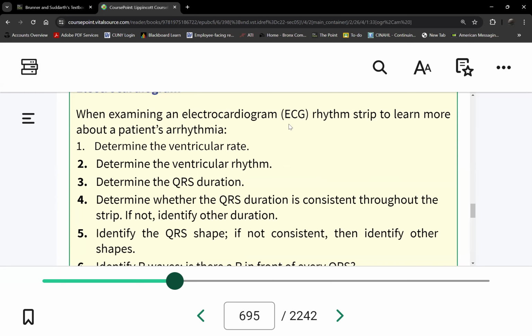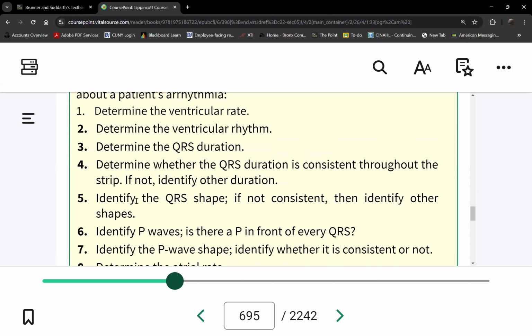Meaning, are they occurring regularly? It makes more sense when we look at the sample later. Number 3 is the QRS duration. You want to measure the QRS duration. Is it normal, meaning less than 0.1 seconds? Three and 4 are about the same. Next is the shape of the QRS. Are they narrow or wide, which is about the same as when you measure it?